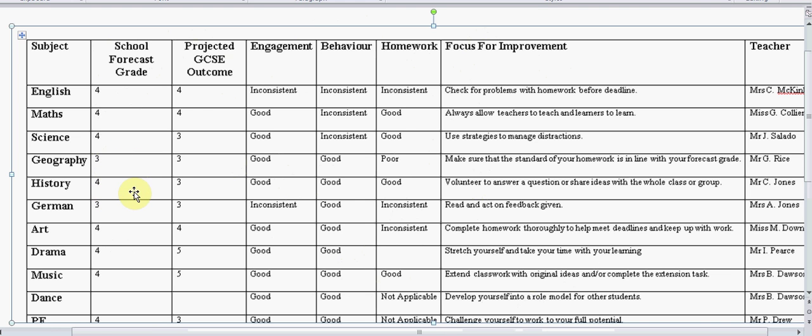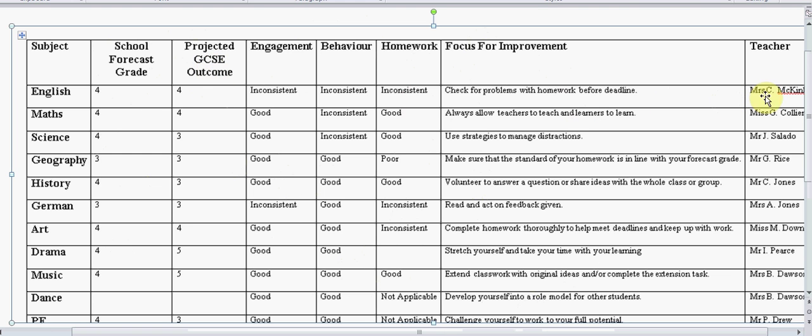We then come to the projected GCSE outcome. This is how well, at the moment, if students continue to work as they are doing, we would expect the student to do at GCSE. Now that's a long way off, so we may struggle a bit to be absolutely sure about those judgments, but at the minute it's our best impression and our professional opinion of how well they will be doing by the end of their GCSE.